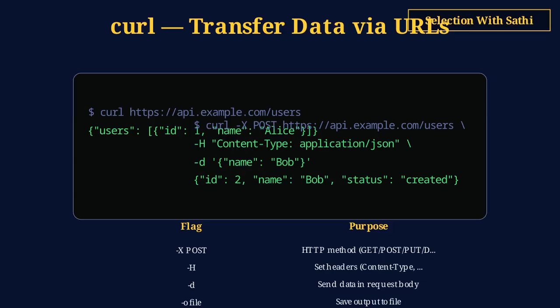-H adds custom headers like Content-Type: application/json. -o saves the response to a file with a custom name. -O saves it with the original file name. -s runs in silent mode. Curl is the go-to tool for API testing and debugging.